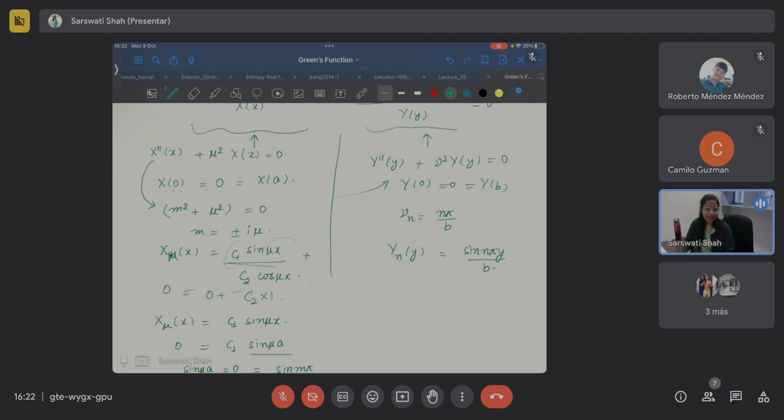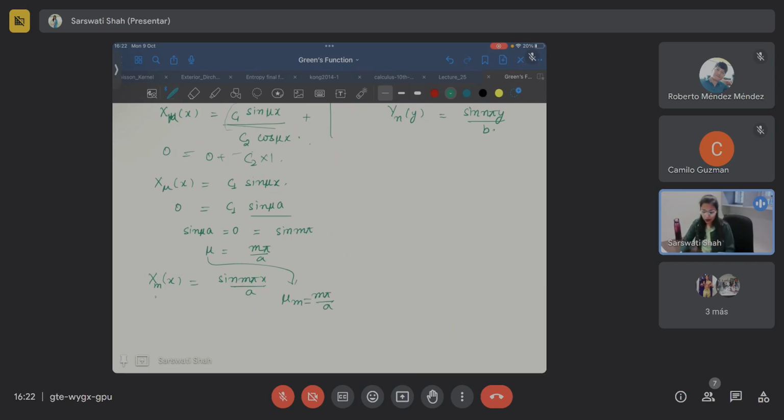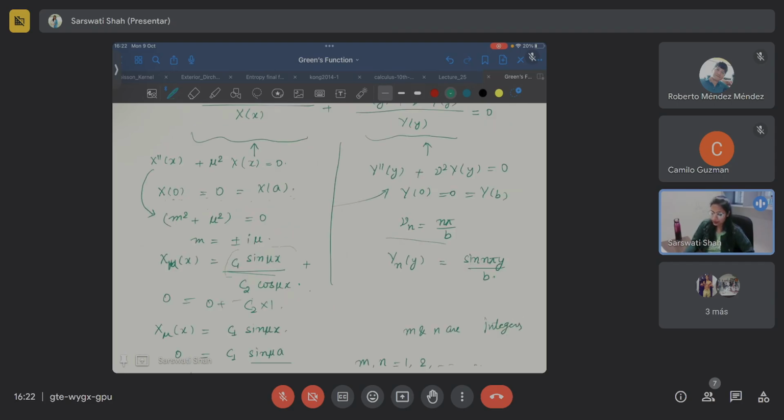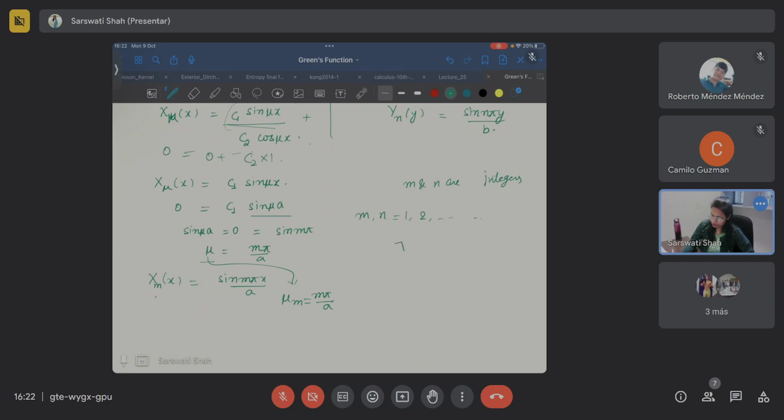Now with this equation we have the form of x_m and we have the form of y_n, where m and n are integers, that is m, n varying from 1, 2, dot dot dot. Thus we obtain the solution of the equation of the second form. So if mu is this and nu is this, so what will be lambda? mu square plus nu square.